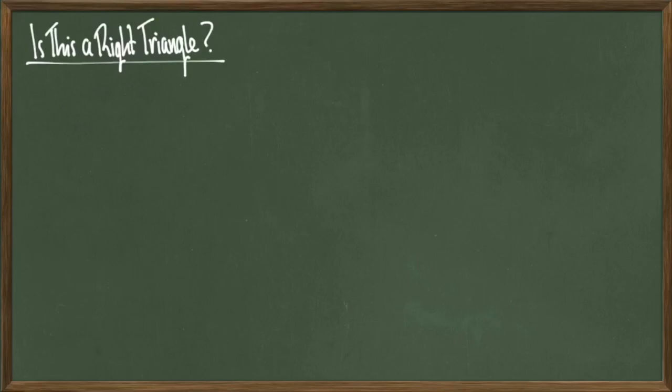These next examples will be a little bit different. I'm going to pose a triangle with particular side lengths without drawing it, and I'm going to ask whether or not it's a right triangle. The Pythagorean theorem can help us figure this out.